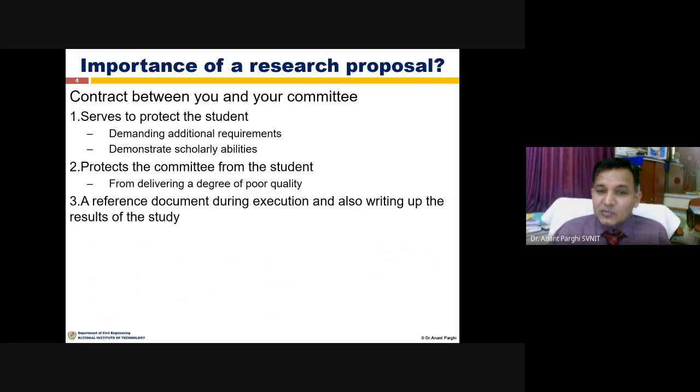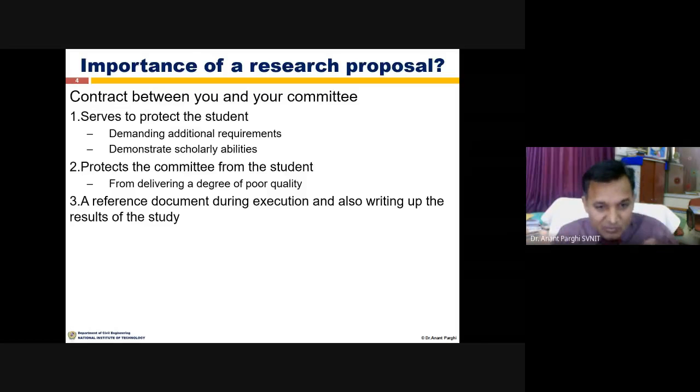So let's say, what is the importance of the research proposal? It is the contract between you and your committee. It should be one of the legal contracts, so it also protects the student. For example, if you are doing a PhD or master's, once you are proposing your research, you are demonstrating scholarly abilities. It protects the student and the committee also.